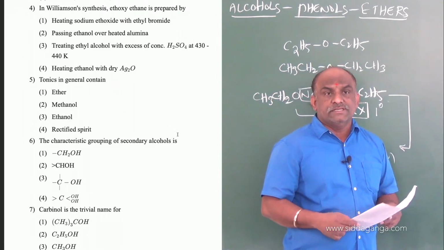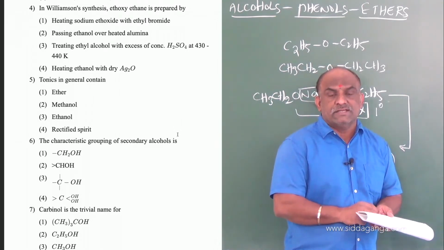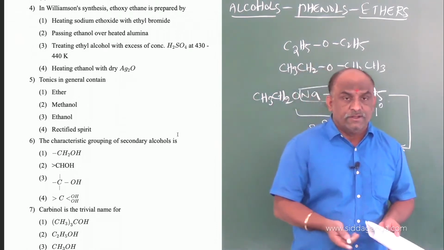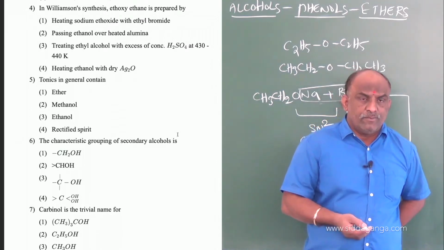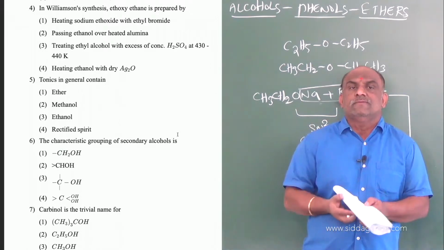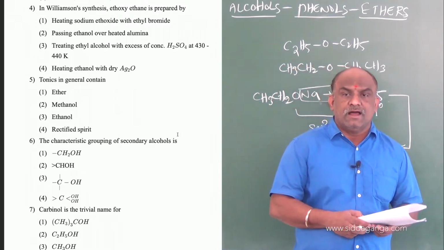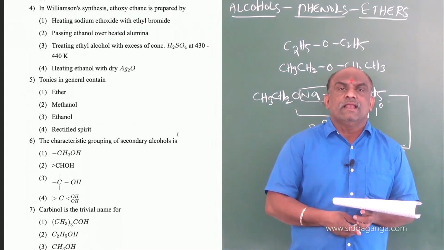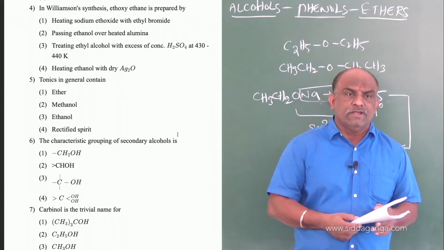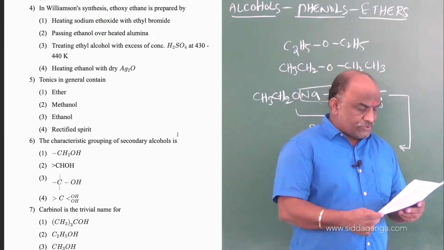That ether formation is called Williamson synthesis. Remember, the remaining reactions also take place, but in some, silver oxide was given. Silver oxide also produces diethyl ether, but that does not belong to Williamson synthesis. So make a note in your mind: Williamson synthesis requires sodium alkoxide plus alkyl halide, which gives dialkyl ether. So option 1 is the right answer for question 4.